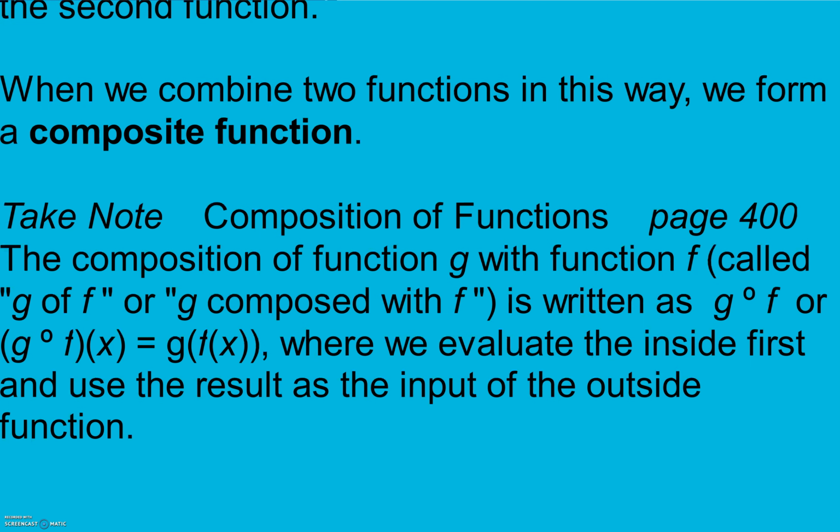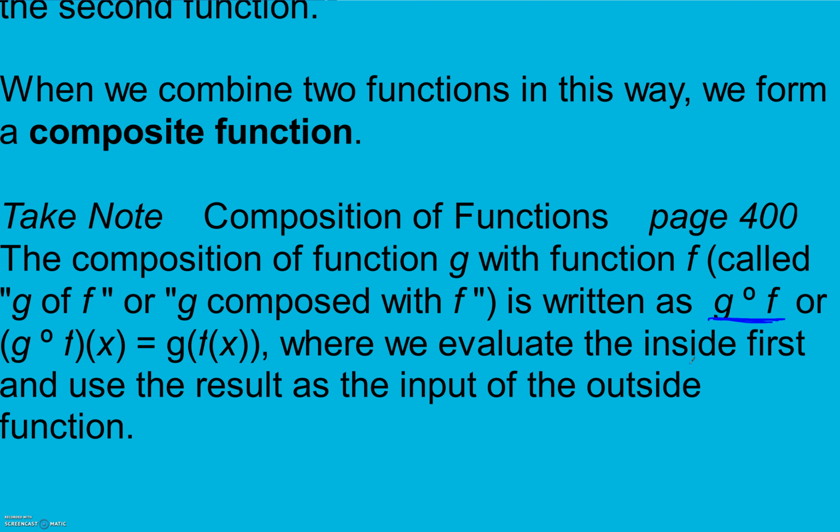The composite of function g with function f, which we can call g of f or g composed with f, is written like this. Keep in mind that little circle isn't multiplication. I don't know why they use that, but they do. Or we can write it as g of f of x, which is g of, instead of putting x, we put f of x. That's our input, where we evaluate the inside first and use the result as the input of the outside function.